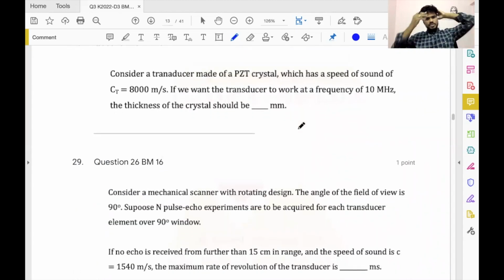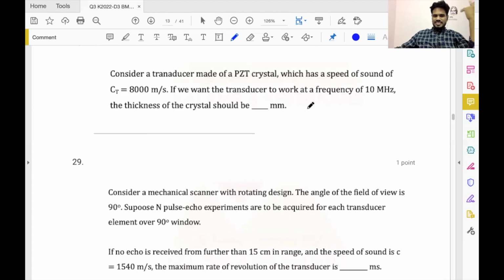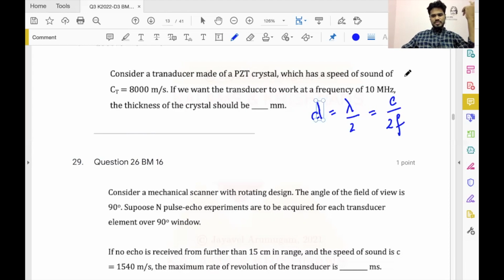Now consider a transducer, with the same speed of sound, working at a given frequency. The thickness of the crystal should be... In fact, it's a much easier question. We already saw that we can relate the thickness of a transducer. For resonance, it should be lambda by 2, so this is C by 2F. F is given, C is given, so the speed within the transducer and the transducer frequency are given, so we can find the thickness.